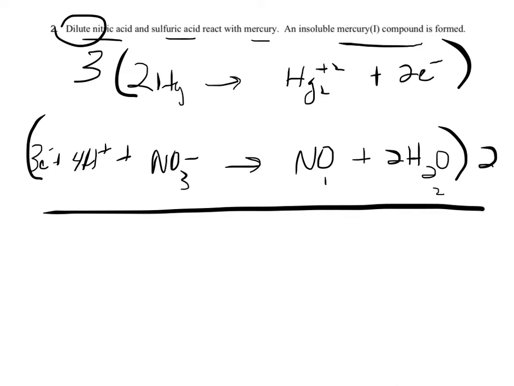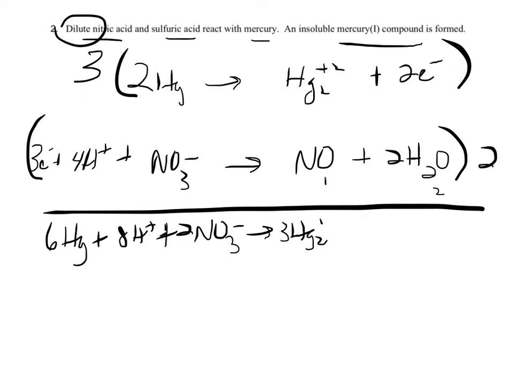So this is going to give me 6 mercuries. Again, I'm going to cancel my electrons. This is going to give me 8 H plus, 2 NO3, 3 mercury plus 1 ions. Now, we're going to put this back into a full equation, so I'll deal with this insoluble part then. This is just giving me a rough net, very, very rough net: 2 NO and then 4 H2O.